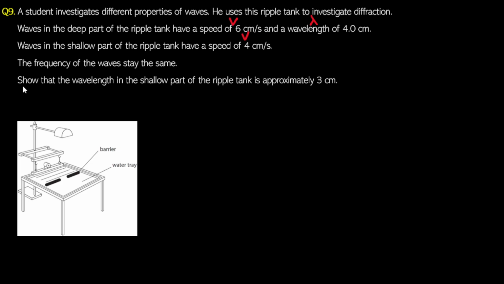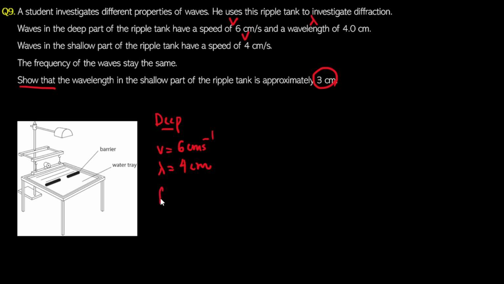So this is a show that problem. So you already know what your final answer should look like. It's just a matter of how to get there. Okay. So since you know two properties for the deep part, let's write it down. For the deep part, the velocity is 6 centimeters per second with a wavelength of 4 centimeters.